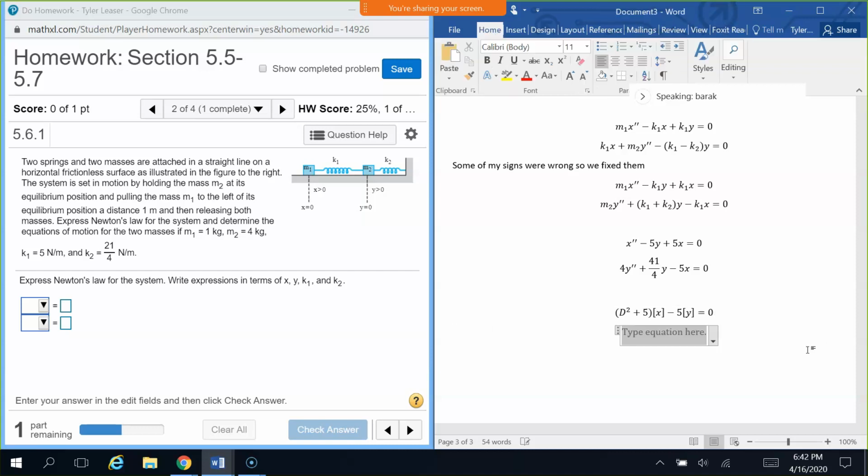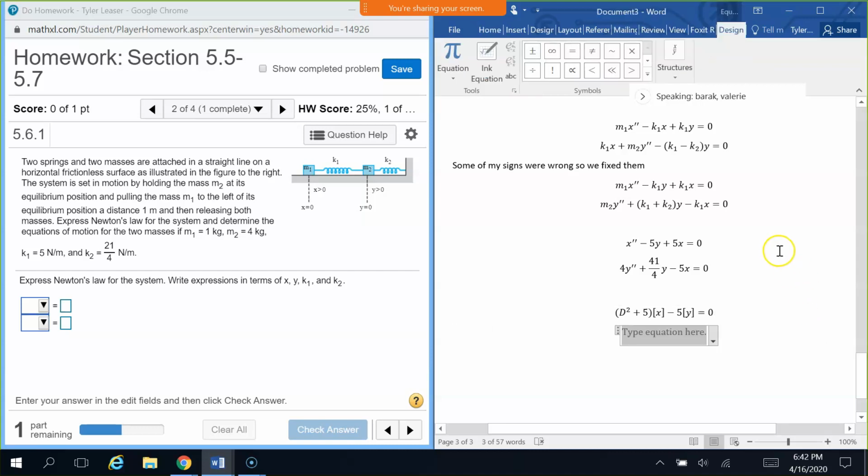So if my m1 is a 2, would it be 2D squared plus 5? Yeah. For the second equation, the x's should be first. So we have a negative 5 acting on the x, plus we have a 4D squared plus 41/4 acting on y.